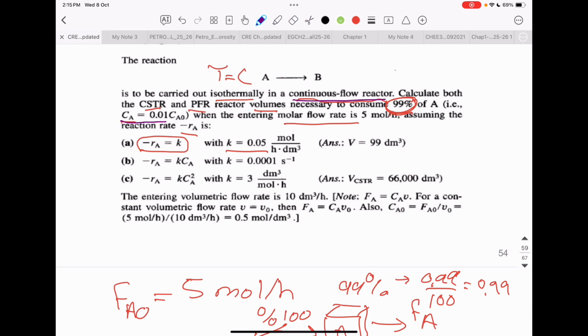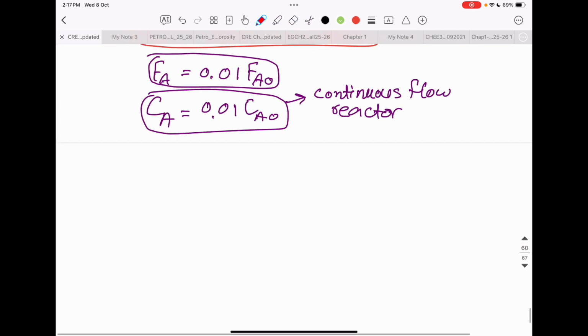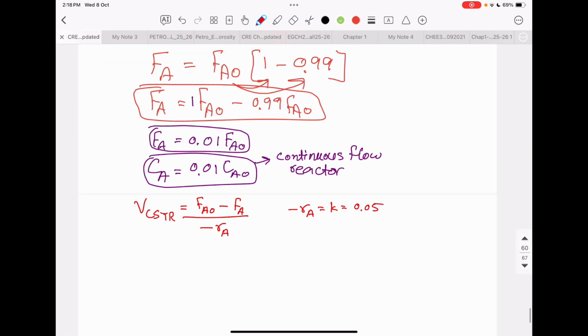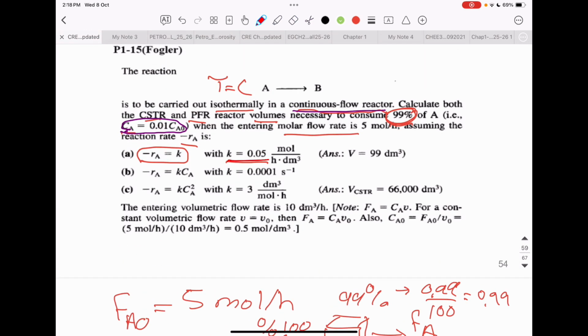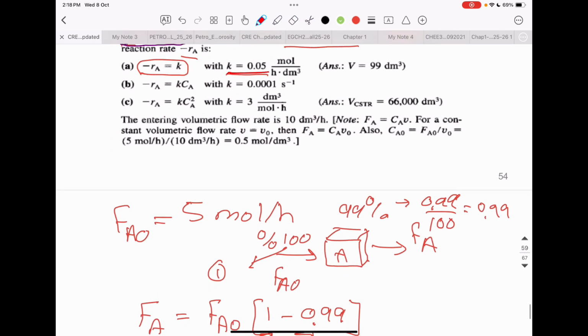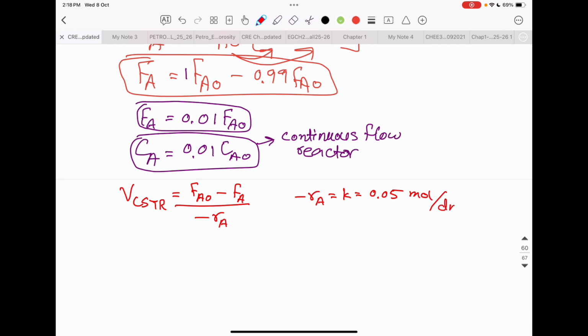I just told you how we got this. Then VCSTR is equal to FA naught minus FA over minus RA. And in the question, it's given that minus RA is equal to K, which is equal to 0.05 mole per dm cube.